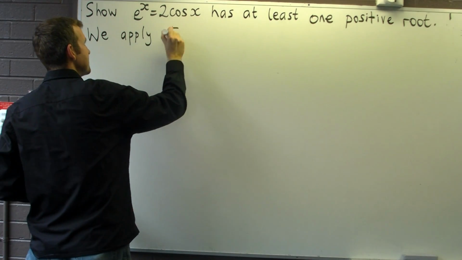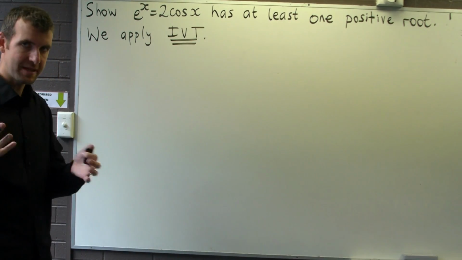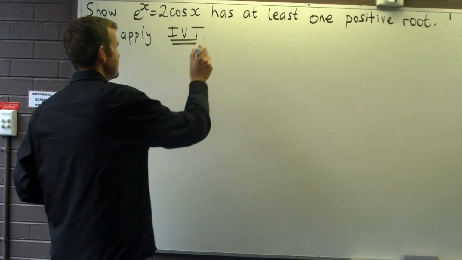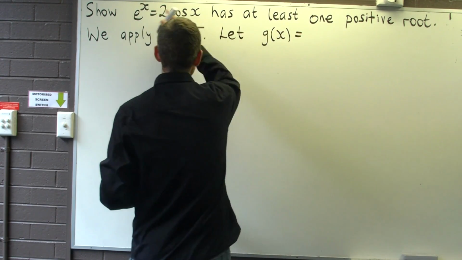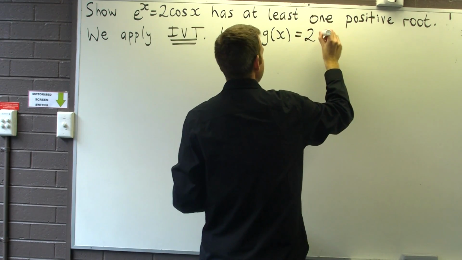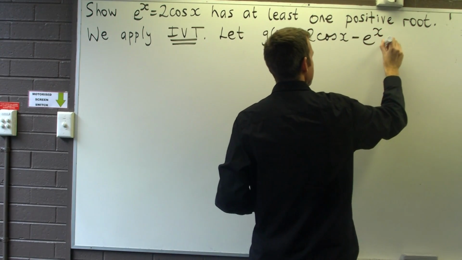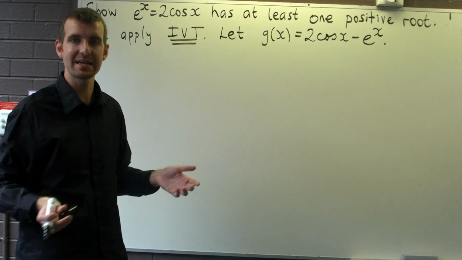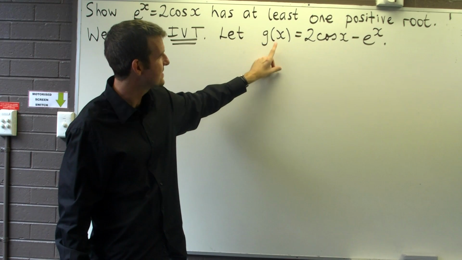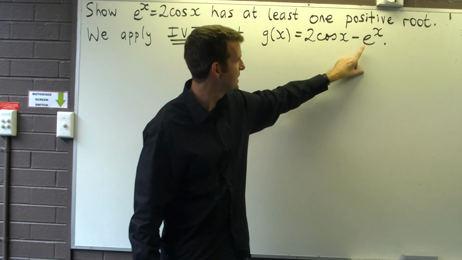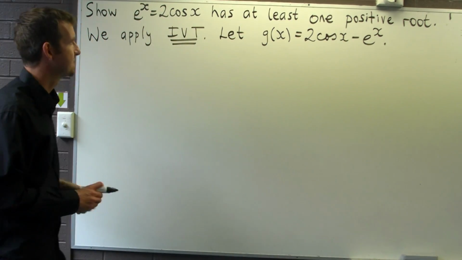We apply the intermediate value theorem. So let's just put in a little bit of notation to make things simpler. I'm going to rearrange this equation and call it g of x. Now why do I do that? Well, it makes the calculations a little simpler, and basically what I want to do is show that g has at least one positive root, a 0, and that's equivalent to showing that this is true.